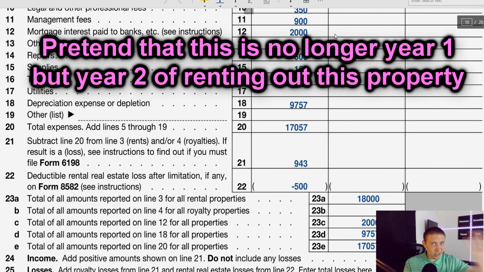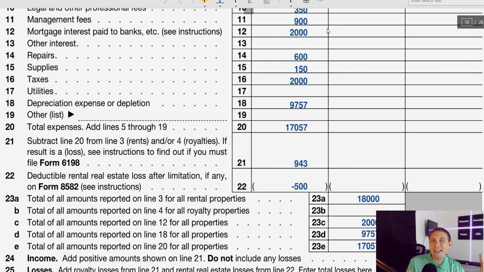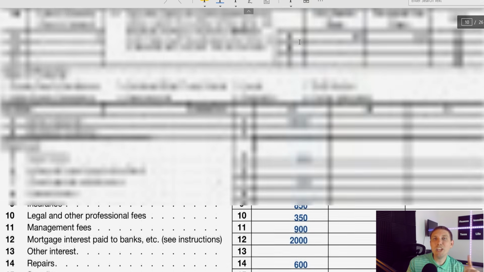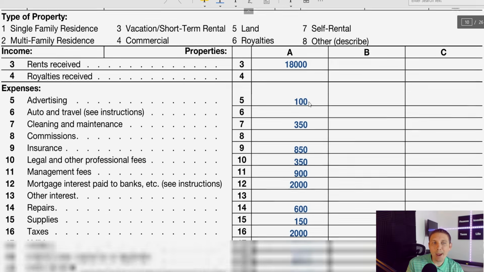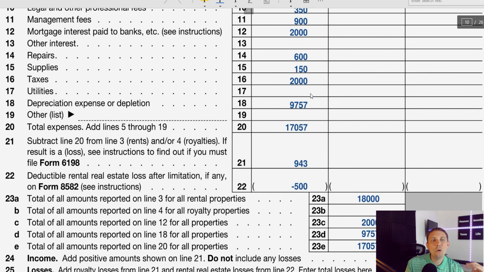Let's just pretend with me for a second that this is year 2. So in year 1, we lost $500. That $500 loss, we did not get to deduct last year because we didn't have enough passive activity income to offset it. In year 2, though, we can use that now because we have more passive income. So that loss is not completely lost.